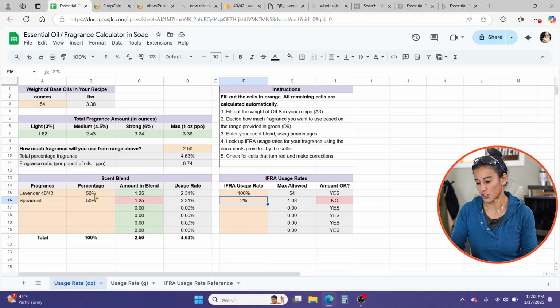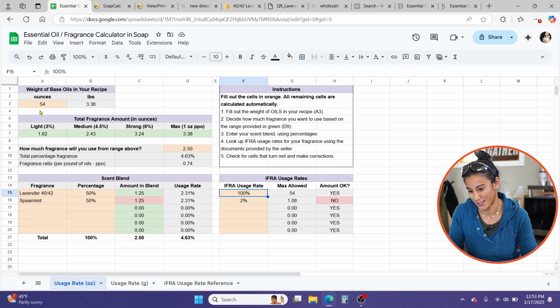So the percentage of the blend is this part. This is the amount that it translates to in ounces. And then these percentages are based on the usage rate, which you see right here. So lavender is 100%. I'm using 2.31 in this particular blend, so I'm good. And that's what this column says. The maximum allowed is 54 ounces, which is based on this number. However, like I said, in total you want your essential oil blend to be 2.5 ounces, not 54 ounces. So hopefully that makes sense.